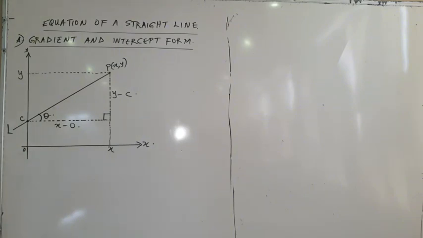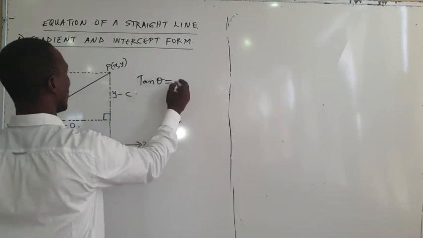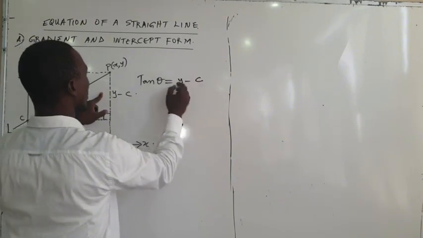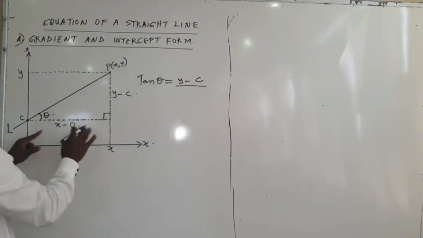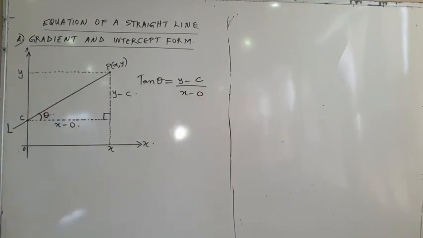Using trigonometry ratio, tan is opposite over adjacent. So tan theta is equal to opposite, which is y minus c, all over adjacent, which is x minus 0. As you remember, tan theta is the same thing as the gradient. So once the angle is given and you are looking for the gradient, it will be equal to tan theta.